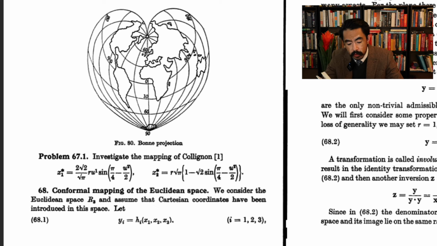We now come to problem 67.1. Investigate the mapping of Collignon, where we have x1 star equal to 2 times the square root of 2 all over the square root of pi, then times r times u1 times the sine of pi over 4 minus u2 over 2, and also x2 star, which is equal to r times the square root of pi, then times the quantity 1 minus the square root of 2 times the sine of pi over 4 minus u2 over 2, close all quantities.